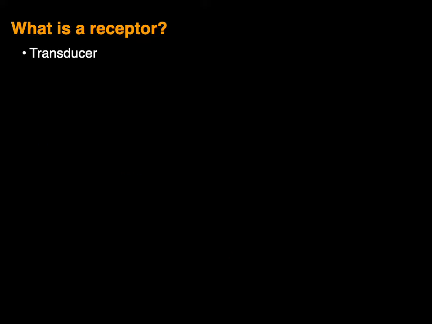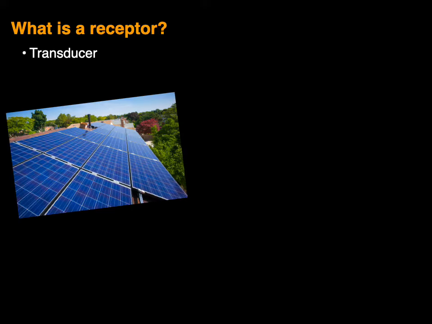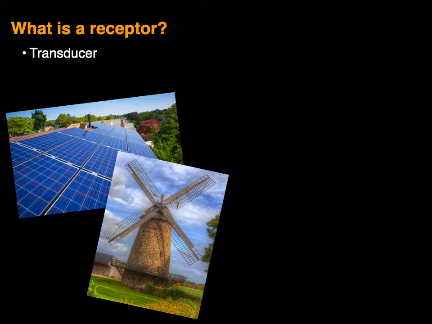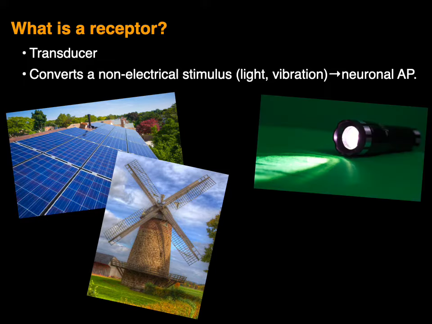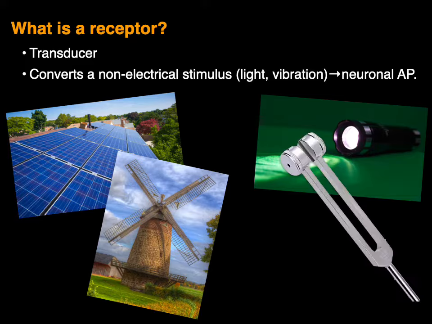Well, it's a transducer. Now, that term, you probably know it, you just don't know it. Think of things like solar panels on your house that convert light energy from the sun into electrical energy, or a windmill, which converts wind energy that turns a turbine into electrical energy. So a transducer converts a non-electrical stimulus into electricity. So things like light and vibration: photoenergy that hits your retina is turned into a neuronal action potential, or a vibration that hits a part of your tendon is turned into an action potential.